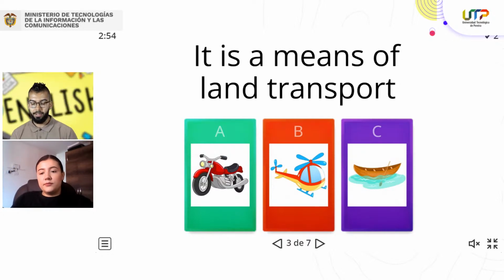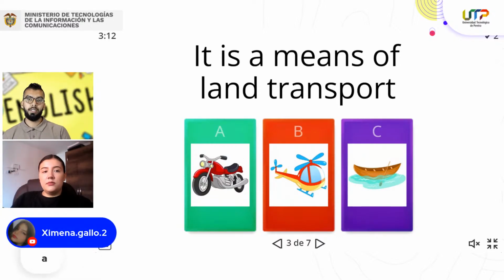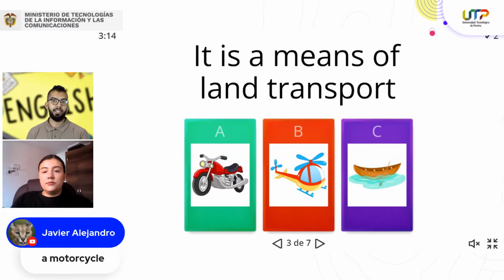Let's continue with the third question. It is a means of land transport. A, B, or C. Okay, these are some options you have. Please choose the one you consider is correct.